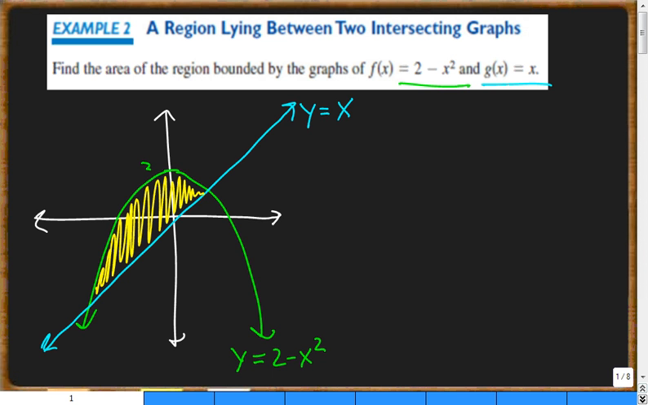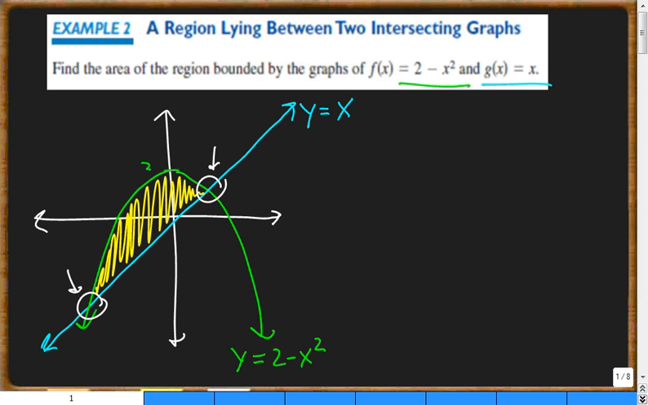Now, what we need to know is what these intersecting points are. So our first step is going to be to figure out what those are. So what is this point and this point? We can't do anything until we do that. So in order to figure this out, we're going to say, okay, well, their y values are shared at these places and their x values too. So we can go ahead and put these together.